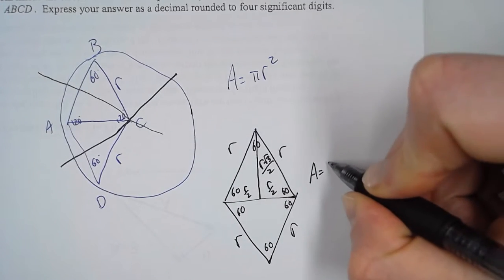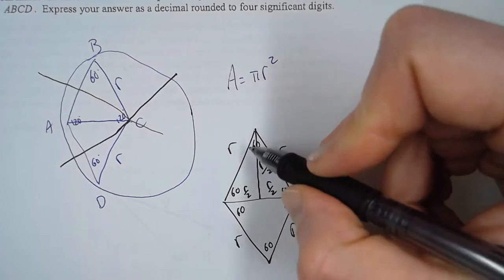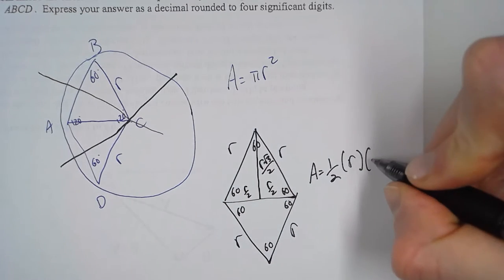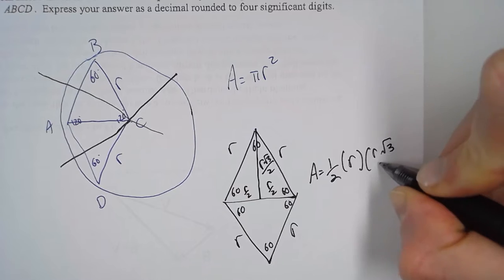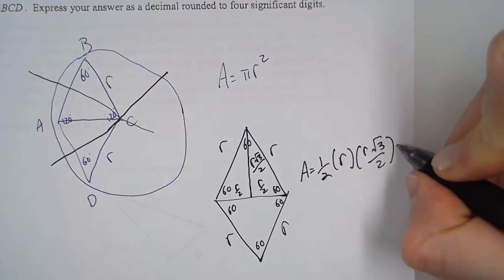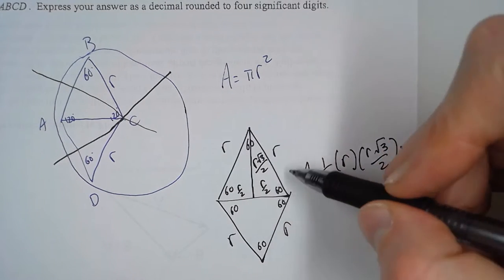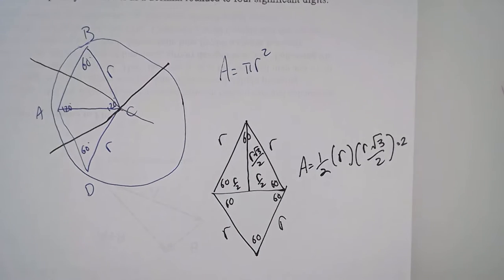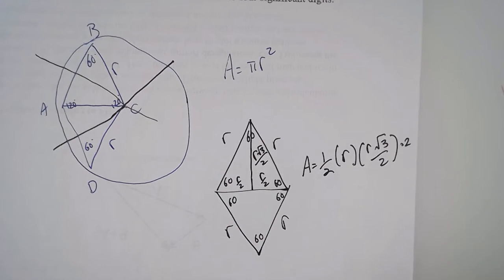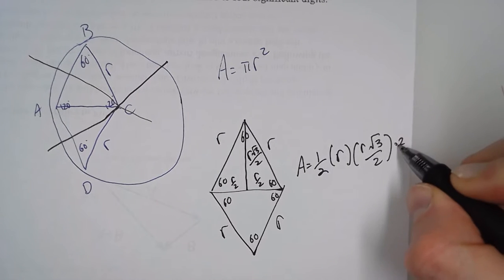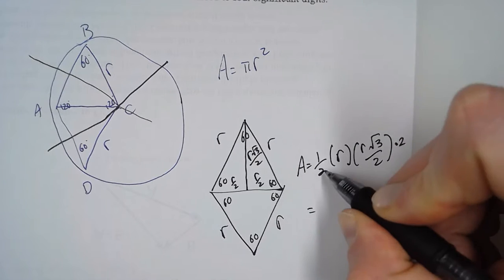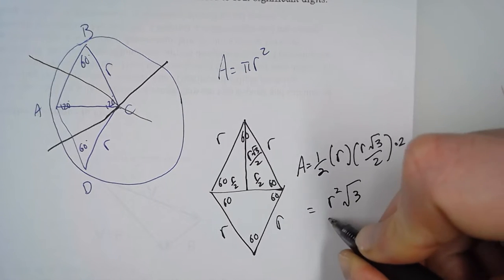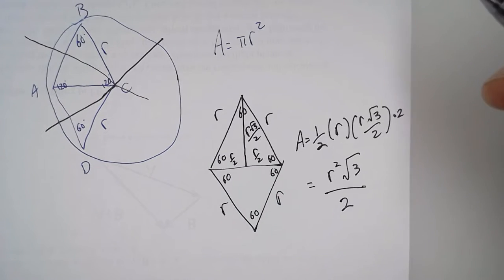So the area of this triangle is 1/2 the base, which is R, times the height, which is R times square root of 3 over 2. Now the thing to remember is that's the area of this triangle, so we need to double that to get the area of both of them. All right. So this 2 and this 2 will cancel, but this 2 will remain uncanceled. So we have R squared, square root of 3, all over 2.